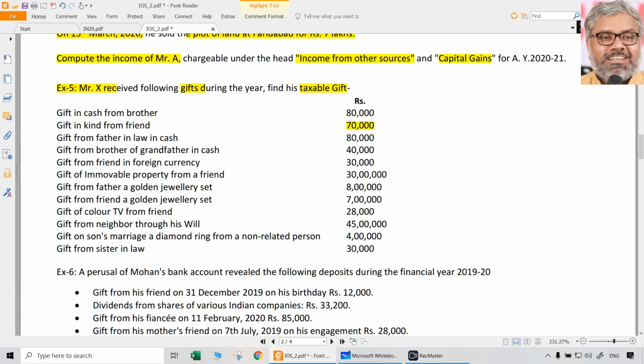Lineal ascendant of the spouse. That is why he is a relative. Hence, nothing is taxable in the hands of recipient.